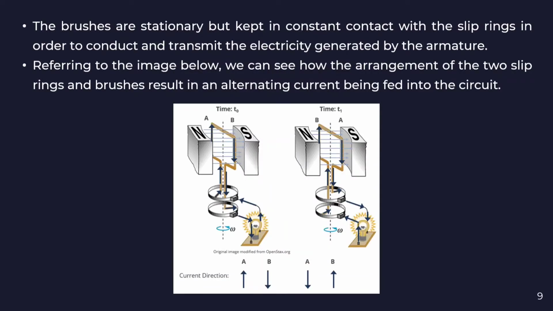The brushes are stationary but kept in constant contact with the slip rings in order to conduct and transmit the electricity generated by the armature. Referring to the image below, we can see how the arrangement of two slip rings and the brushes results in the AC current being fed into the circuit.